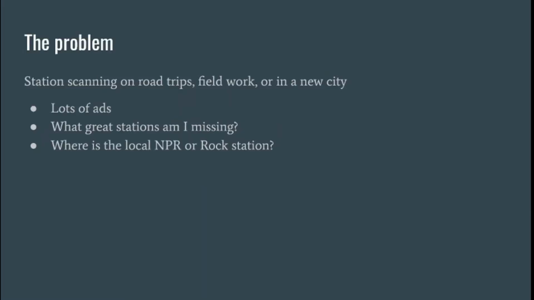So the problem this app tries to solve is that often when I'm on road trips or in unfamiliar locations and I'm listening to the radio, it's difficult to find a station to listen to. If you're scanning through the stations on the radio, a lot of stations just have ads when you happen to be on that frequency, and you just don't really know what stations you're missing, or you might find something that has a good song, but who knows if that's what you really want. Or if you're looking for a specific kind of music, how are you going to find that frequency?